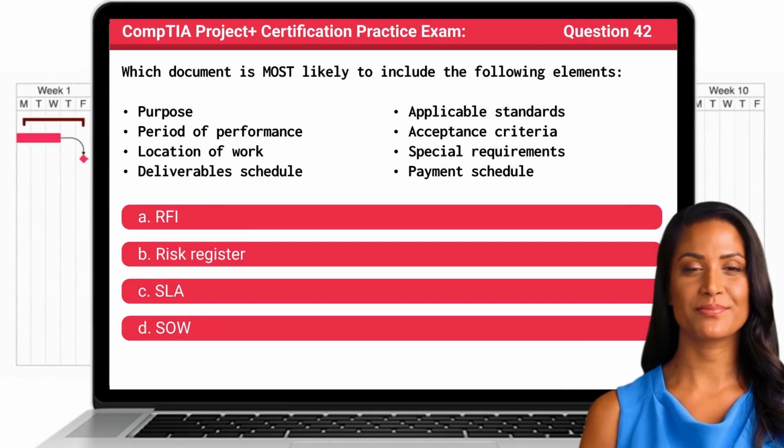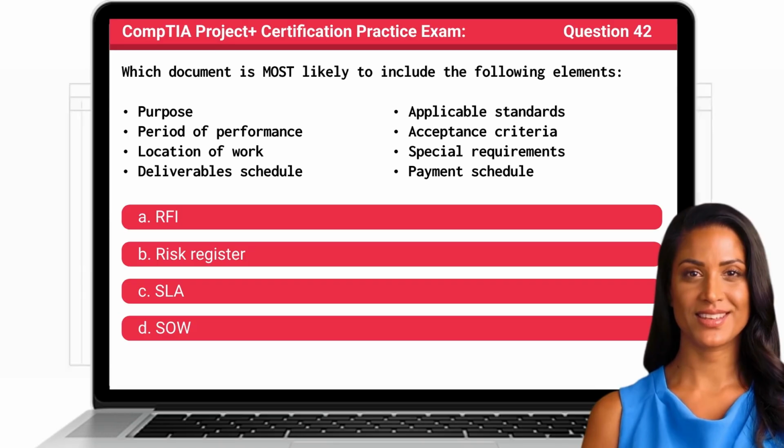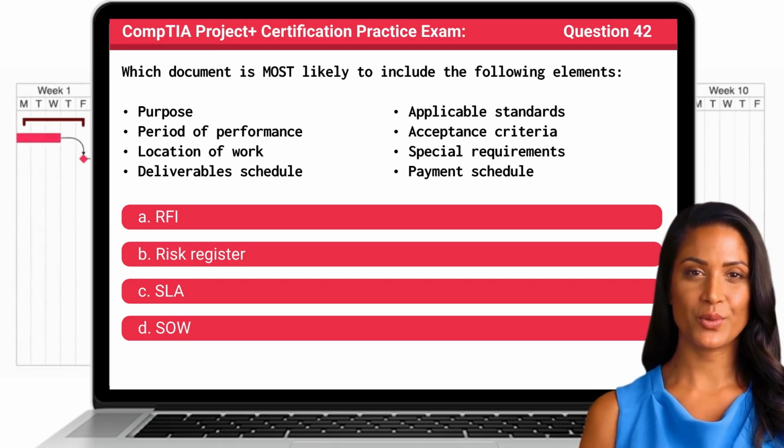Question 42. Which document is most likely to include the following elements: purpose, period of performance, location of work, deliverables schedule, applicable standards, acceptance criteria, special requirements, and payment schedule?